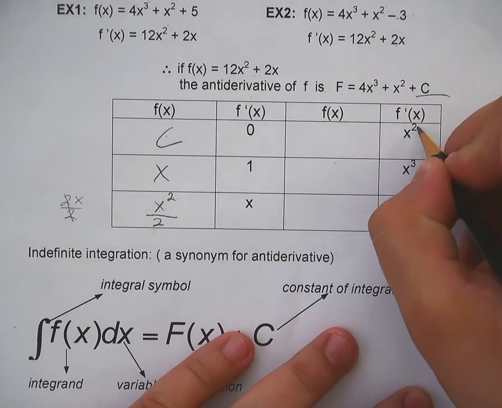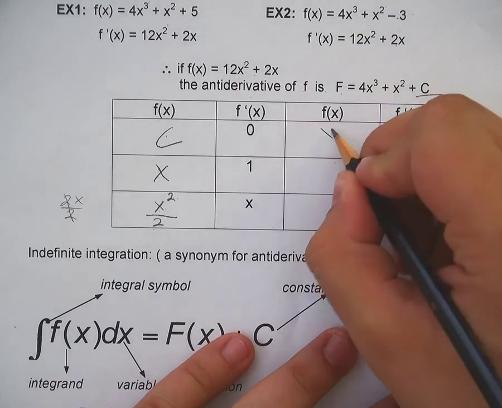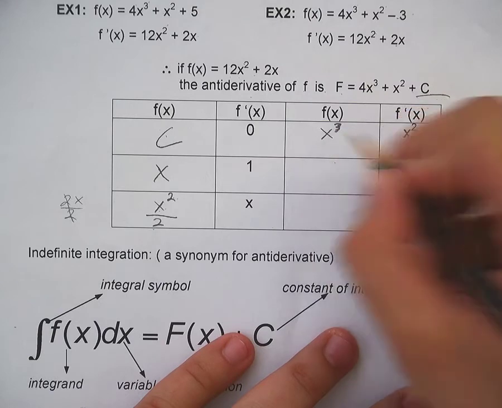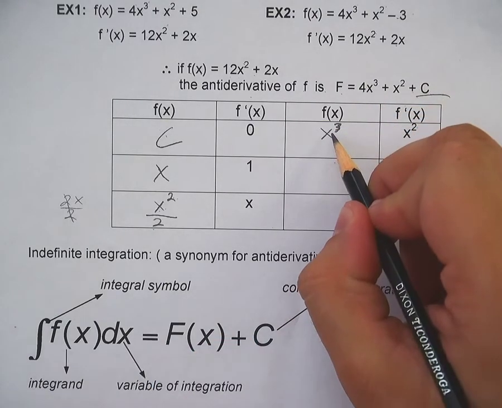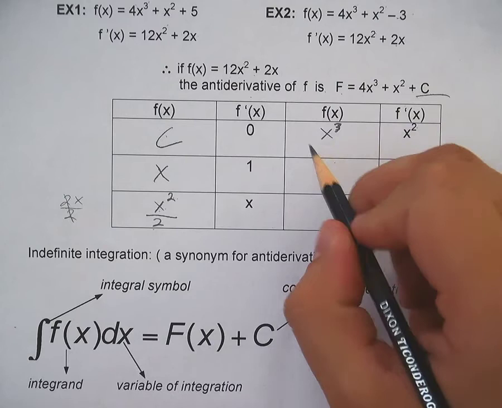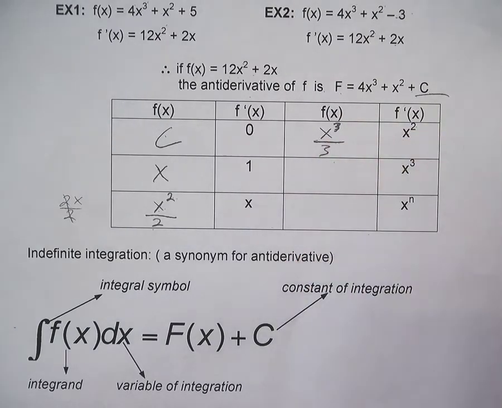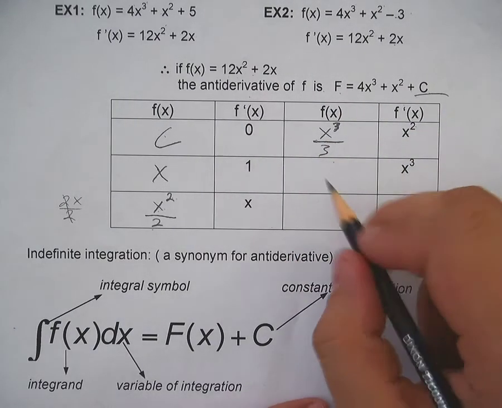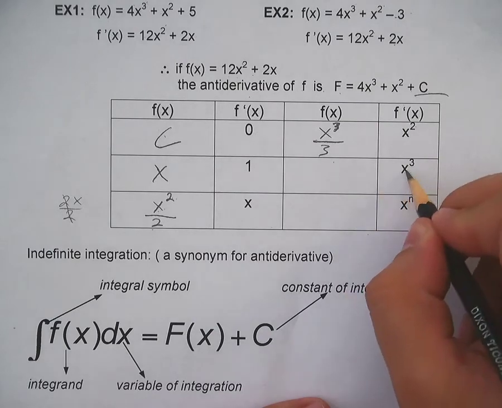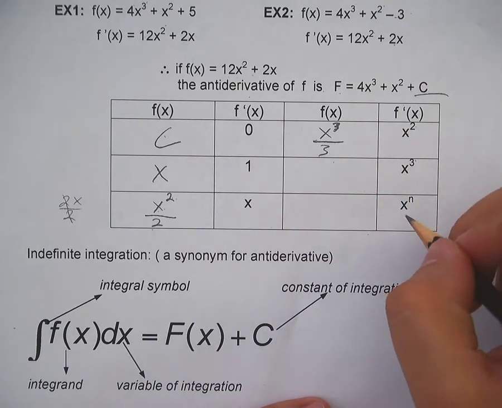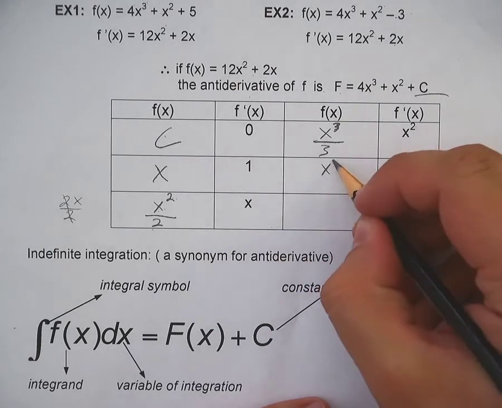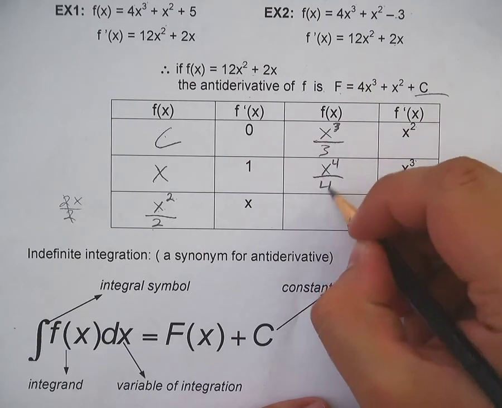Okay, so if the derivative is x squared, we know we'll have to go to x to the third. But again, the derivative of x to the third is 3x squared, so I'm going to compensate by dividing by 3. The derivative that gets you 2x cubed, the antiderivative of that is going to be x to the fourth, and again I have to compensate with that 4.